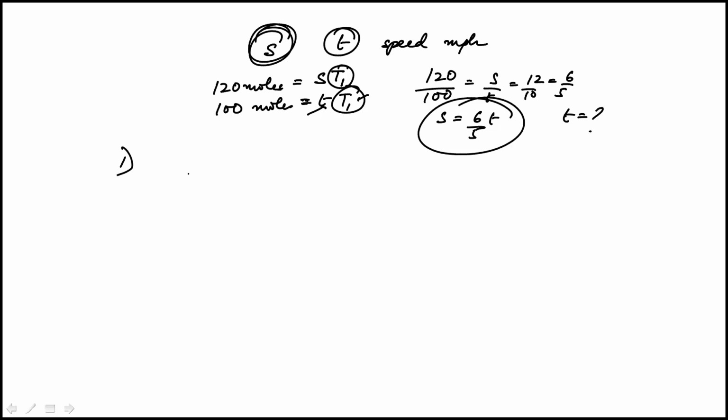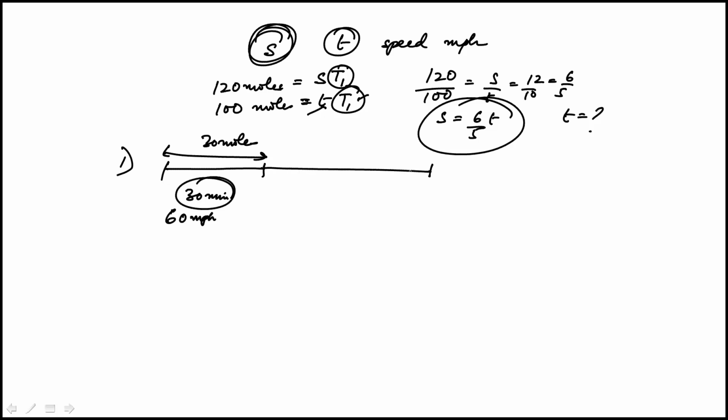So starting with statement 1, during the first 30 minutes, the sports car traveled 30 miles. So this gives me just the average speed for the 30 minutes. It traveled 30 miles. And so that only gives me the average speed, which would be 60 miles per hour, because that's half an hour.